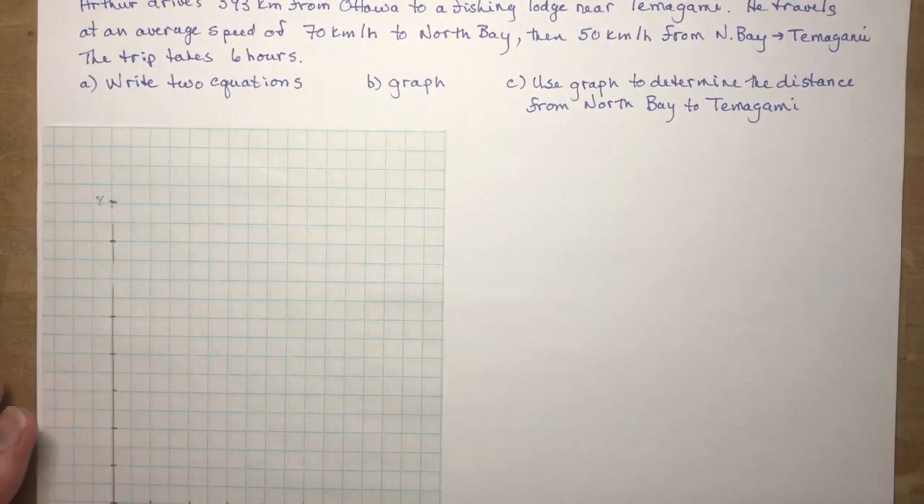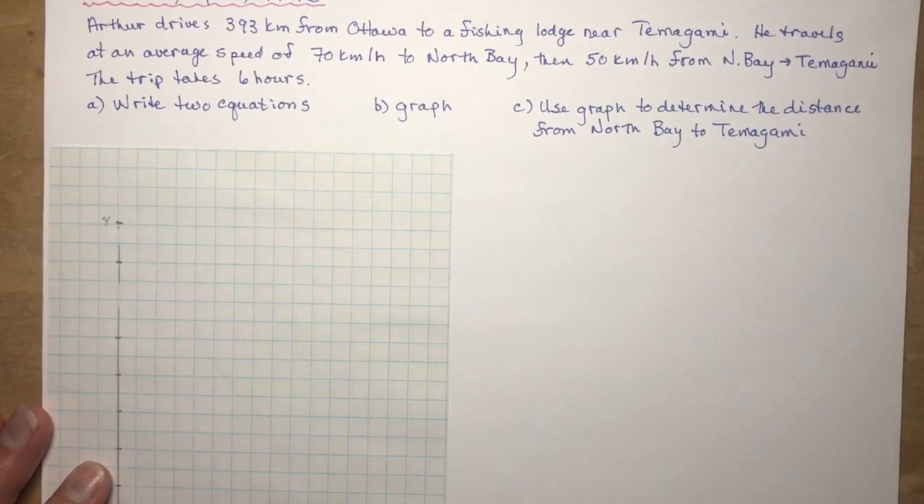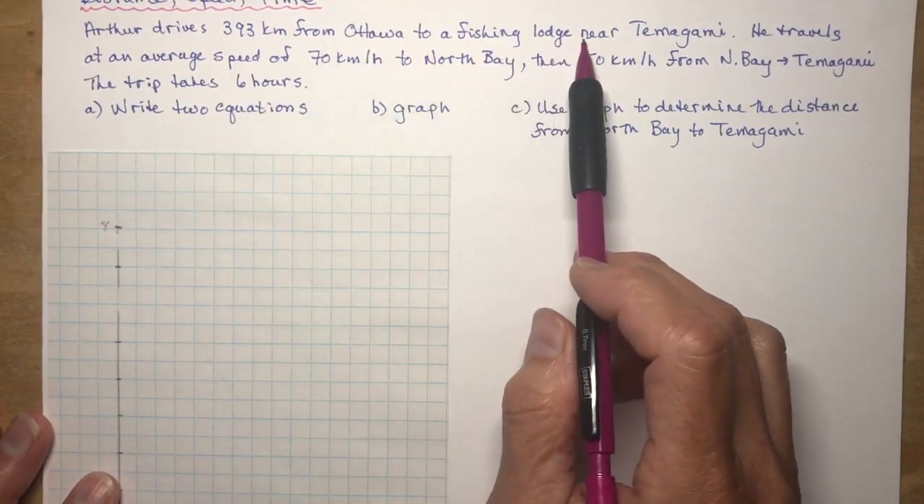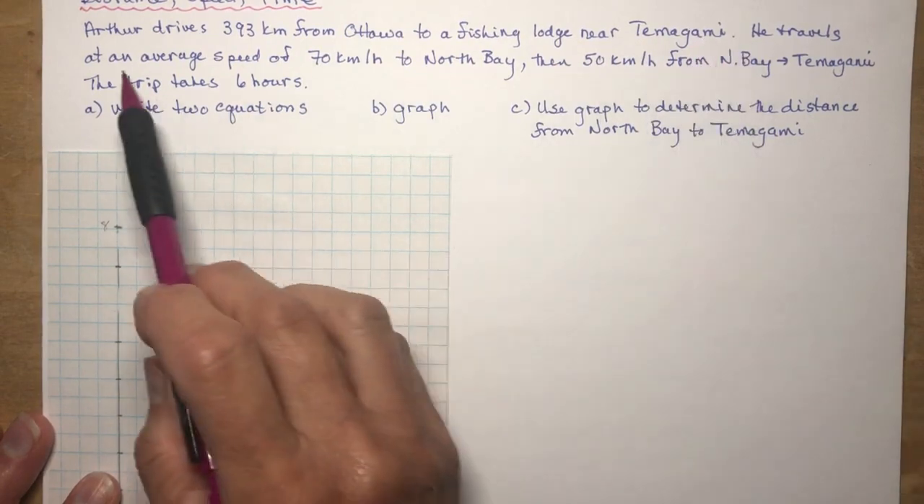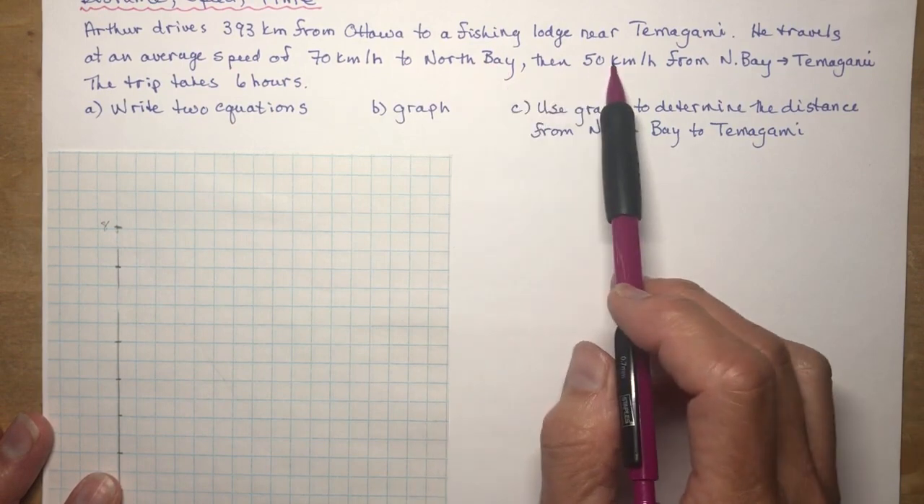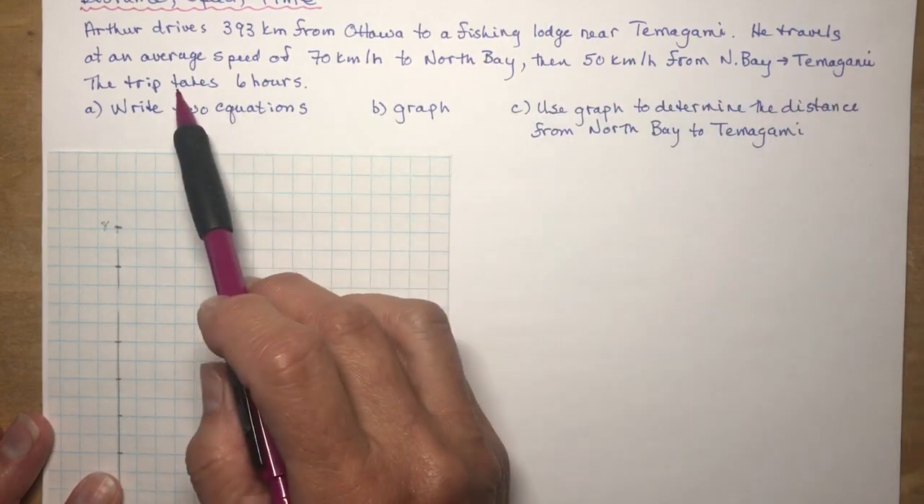Okay, so the last question I want to do is a distance, speed, time question. And this one says that Arthur drives 393 kilometers from Ottawa to a fishing lodge near Temagami. He travels at an average speed of 70 kilometers an hour to North Bay, then 50 kilometers an hour from North Bay to Temagami. The trip takes 6 hours.